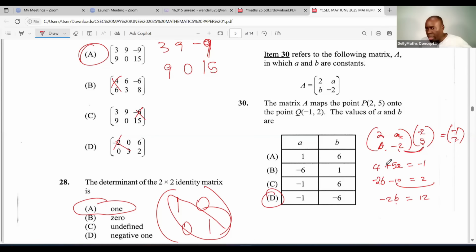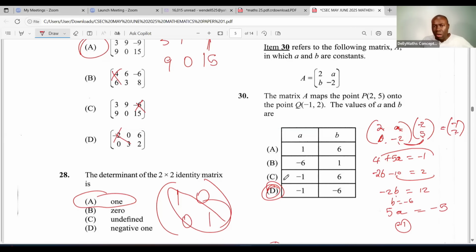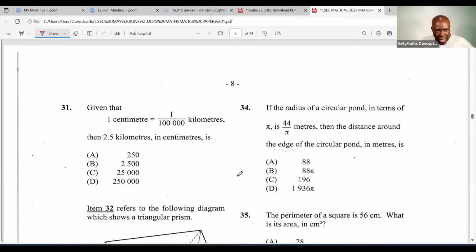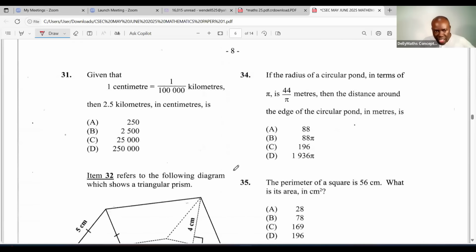But I could double check this if you want. If you bring this across, you're going to have -5 over here. So you would have 5A equal -5, which will tell us that A is -1. So A equals -1, B equals -6 is the answer D. So you set it up and you go through. That's a new question again.